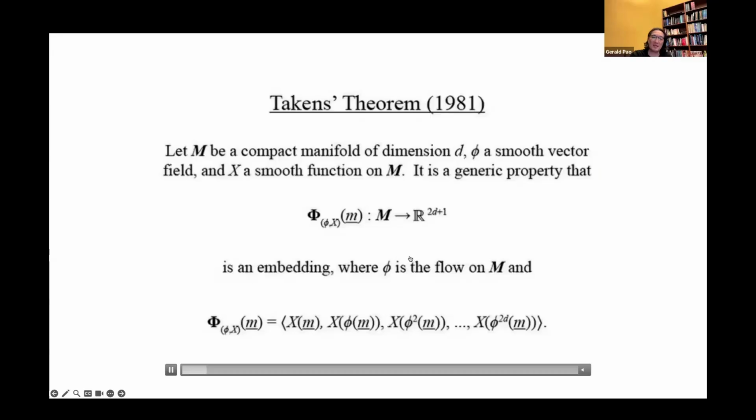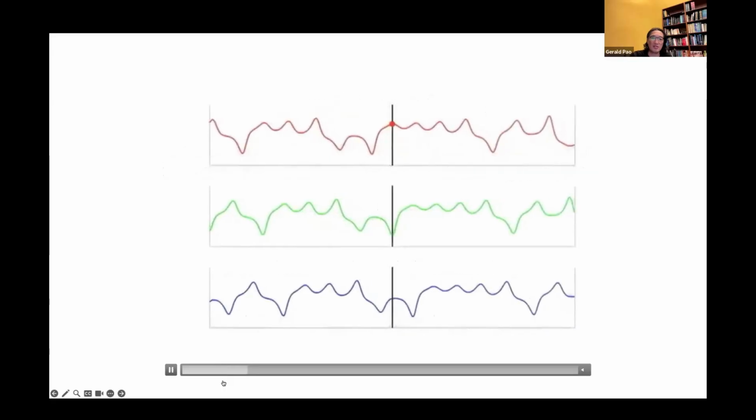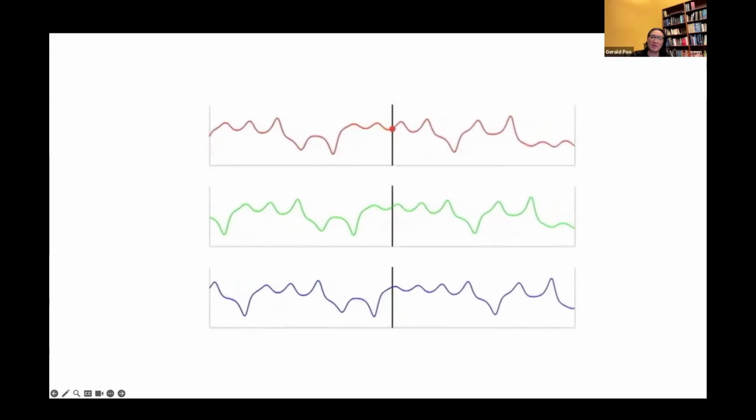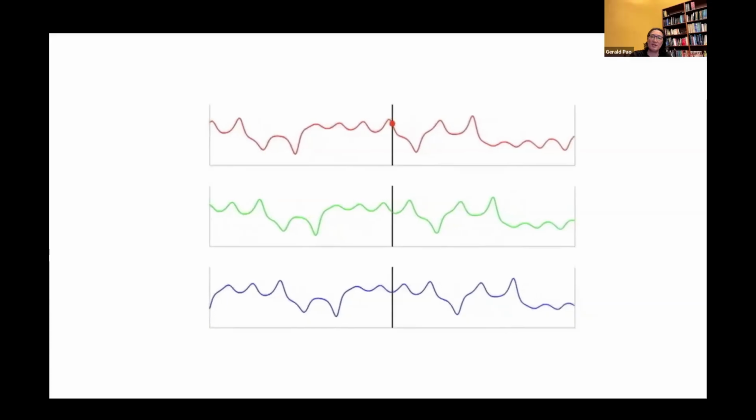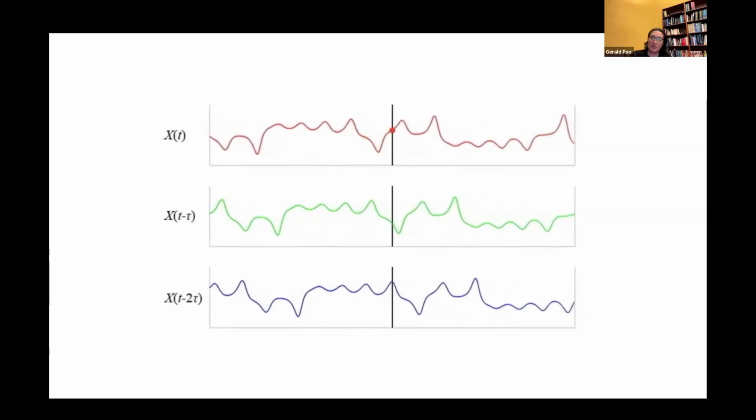That just states the thing that I explained to you. Since this is super important, I'm just going to repeat this with this video. And this is the Takens theorem. You have the 3 time series here. And the 3 time series that you actually see here are identical to each other.